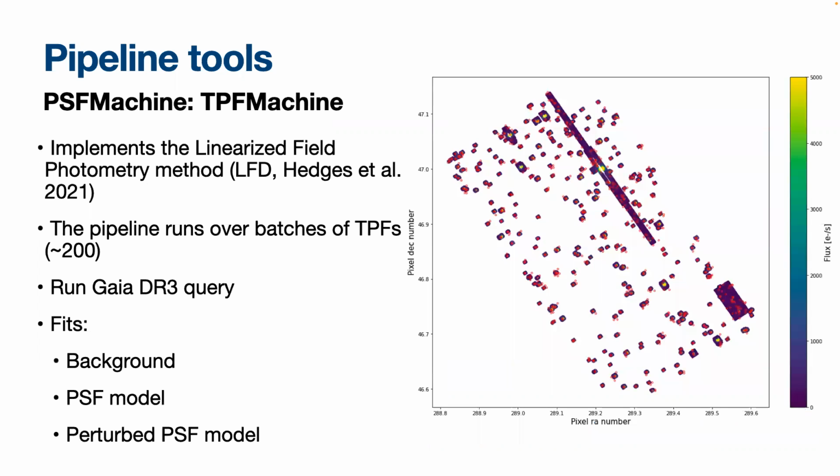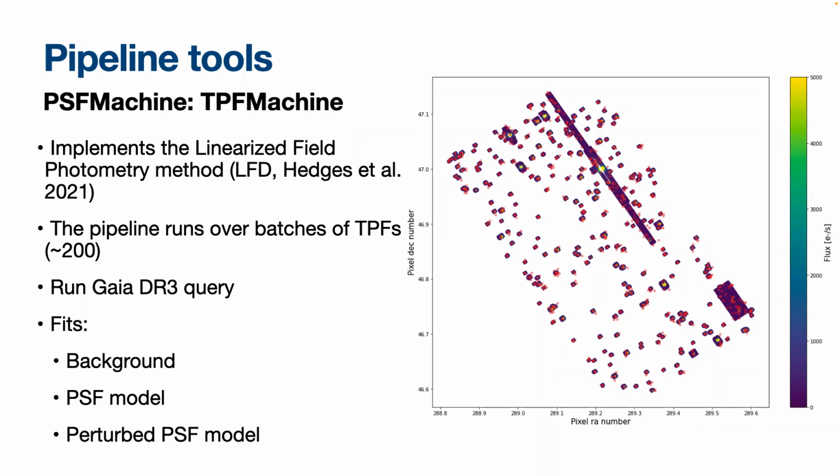Let's move on. In our pipeline, we run this by batches of TPFs. Here I'm showing a collection of, I think, 250 TPFs in one of the channels. Again, I'm highlighting the sources with red circles. And what we want to do, again, is query Gaia to get our targets, and then fit different models that will take us to the final goal of extracting the light curves.